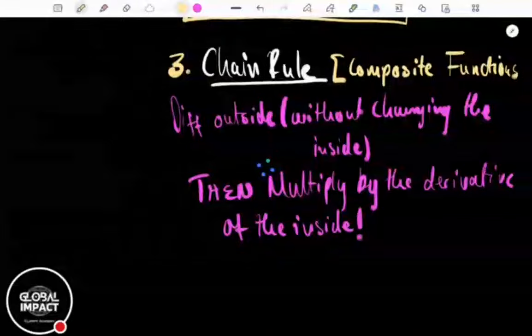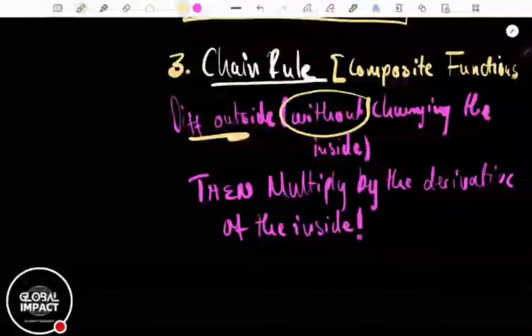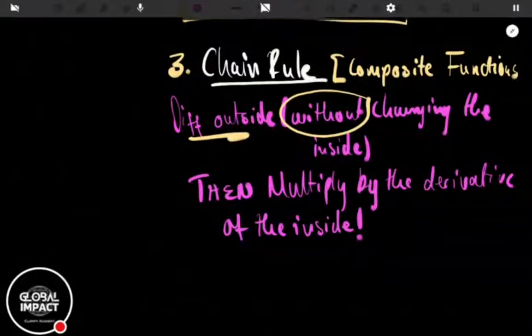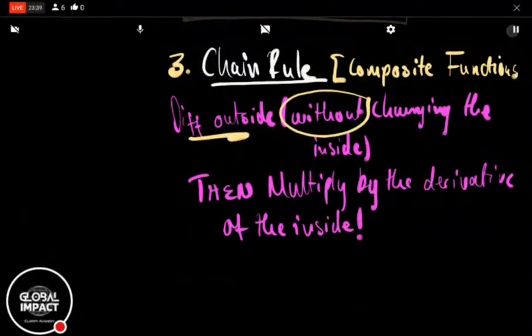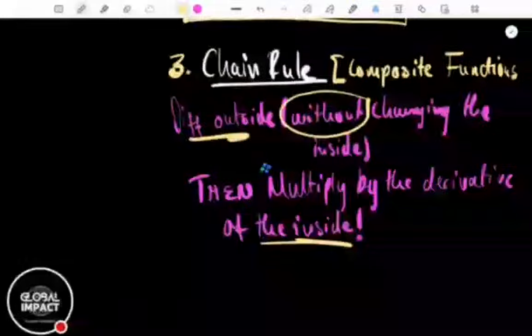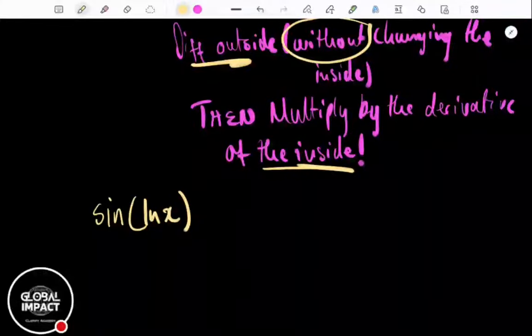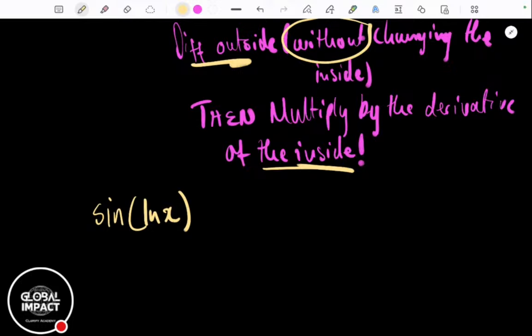And the chain rule says differentiate the outside without changing the inside. You hear me? It says differentiate the outside without changing the inside. Then multiply by the derivative of the inside. So when we start with the outside, you are going to use that in place of x. For example, sine x, we are not scared of it. But here, the moment I see something which is not x, remember that is a composite function, and you're going to need to use the chain rule.